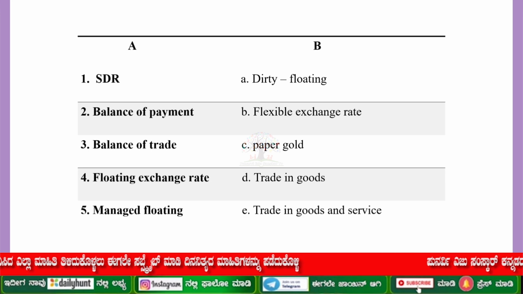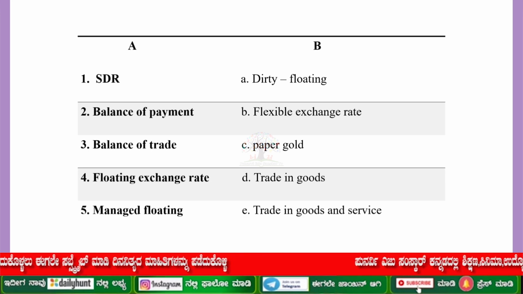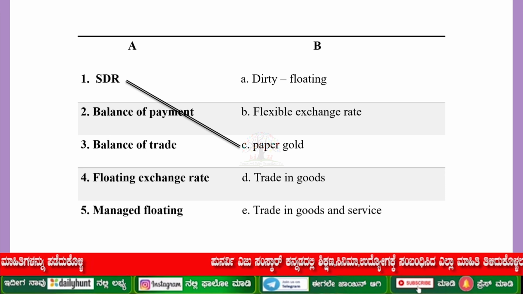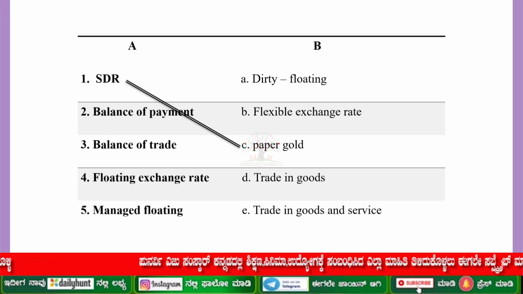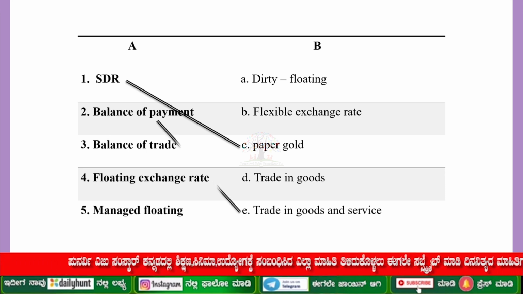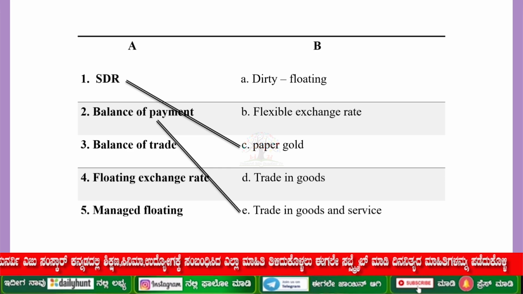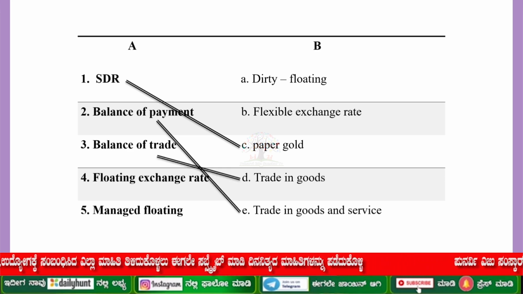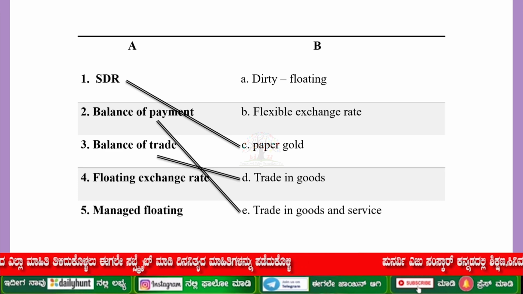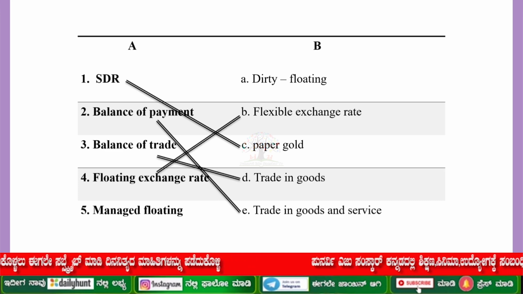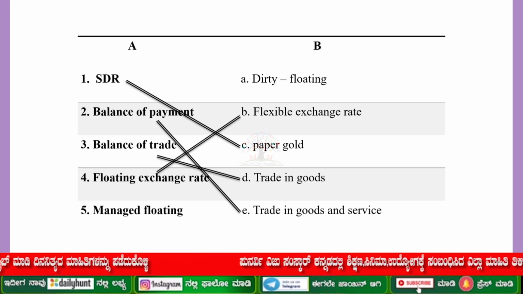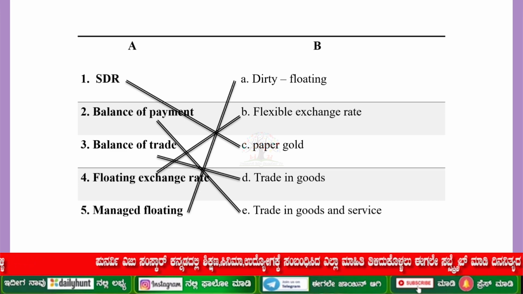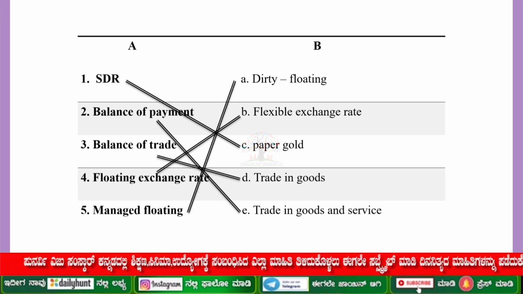SDR, special drawing rights, we call it paper gold. Balance of payments deals with trade in goods and services. Balance of trade deals with goods alone. Floating exchange rate is also known as flexible exchange rate. Managed floating is known as dirty floating exchange rate.